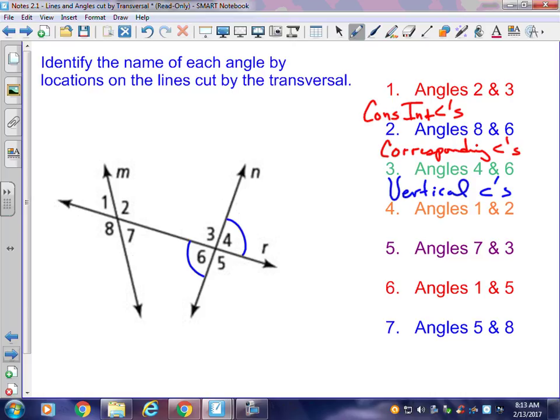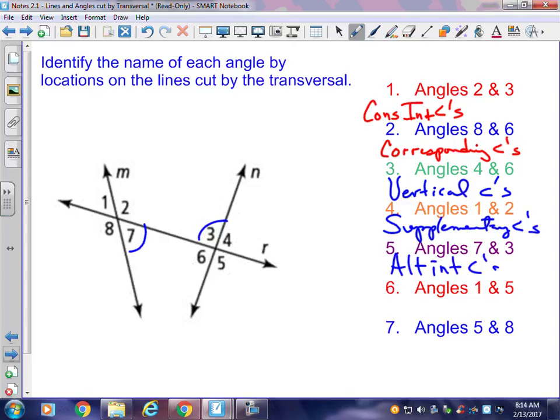All right, now let's look at angle 1 and 2. Angle 1 and 2 are side by side. That makes them supplementary because they add up to 180. That's another angle relationship that you studied in the previous lesson. Now let's look at angle 3 with angle 7. First of all, they are alternating because they're on different sides of the transversal, but they're between the lines, so they're interior. So they're the alternate interior angles.